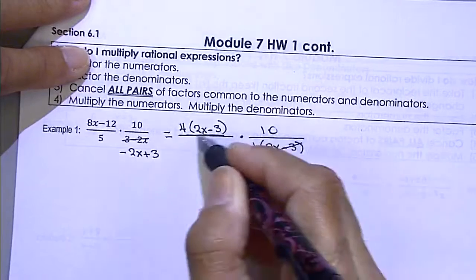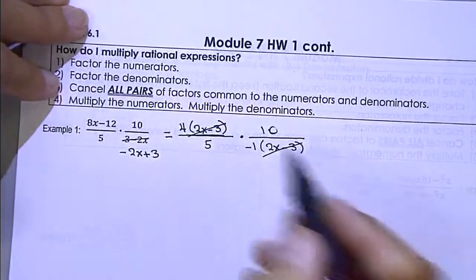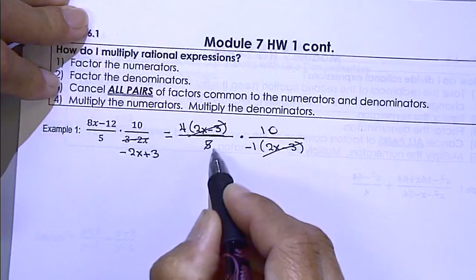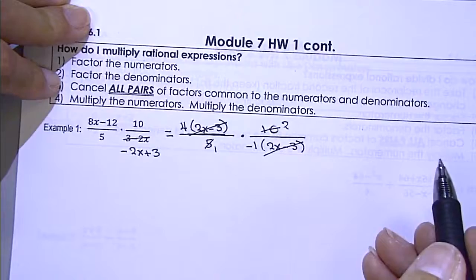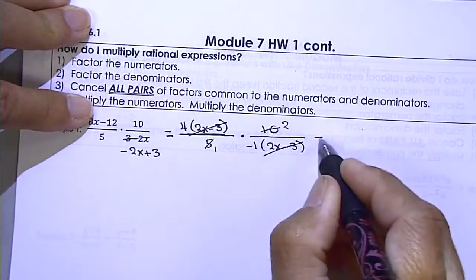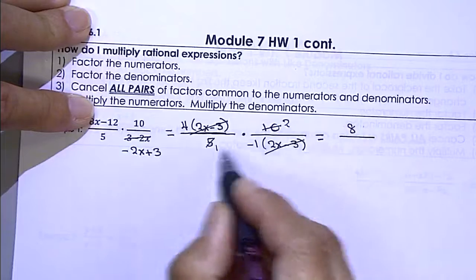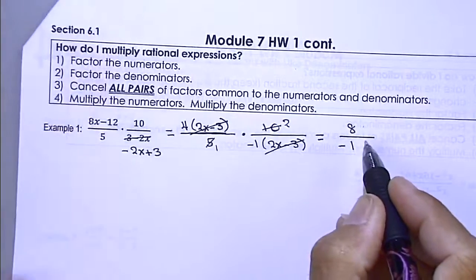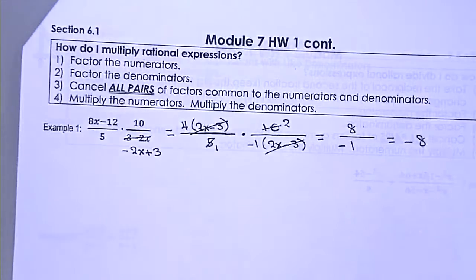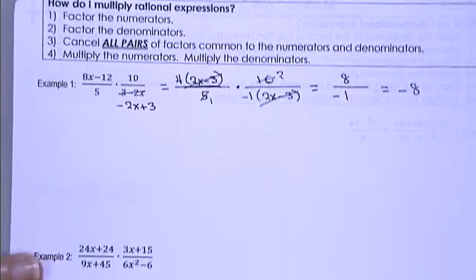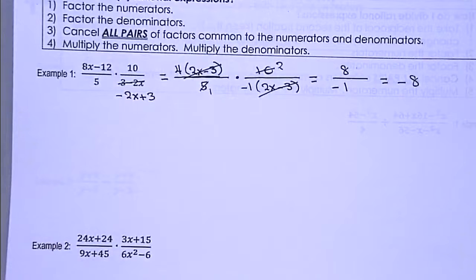I'm going to go 2x minus 3s. Well, I got rid of my binomials. All I'm dealing with now is numbers. Well, what about 5 and 10? This will be a 1, and this turns into a 2, doesn't it? Well, I sort of simplified that. So this becomes 4 times 2. That's all that's left in the numerator. 1 times negative 1 is negative 1, isn't it? And what's 8 divided by negative 1? There you go. So that whole expression just reduced down to negative 8. Okay, simplified.